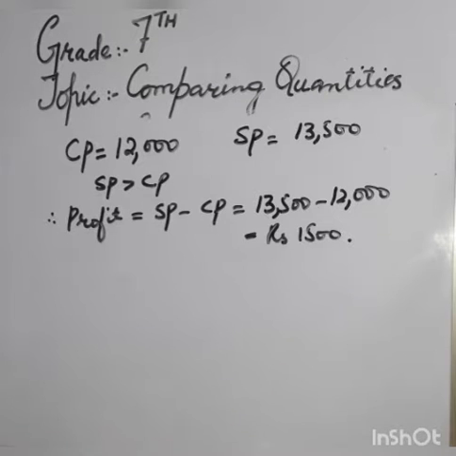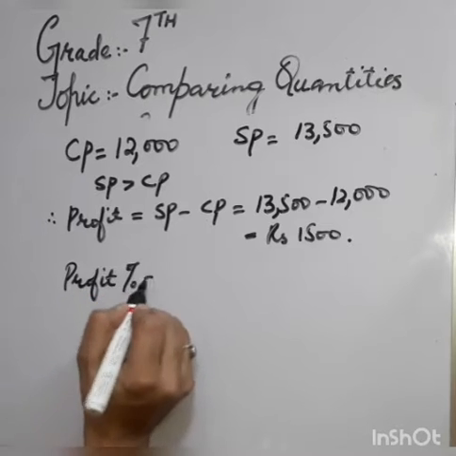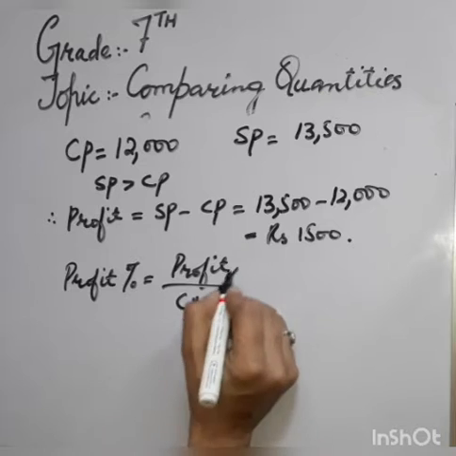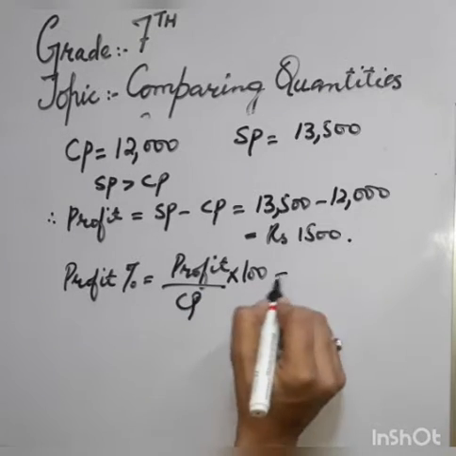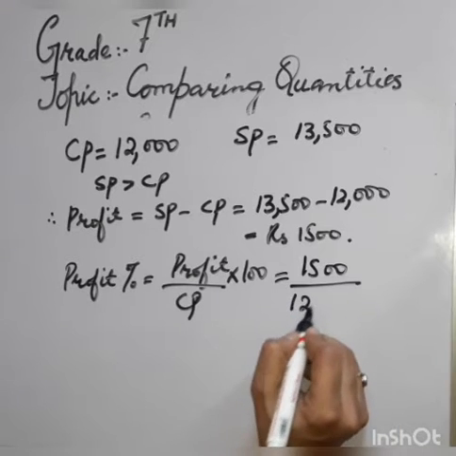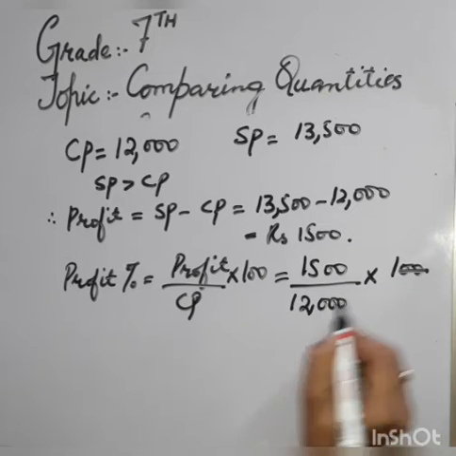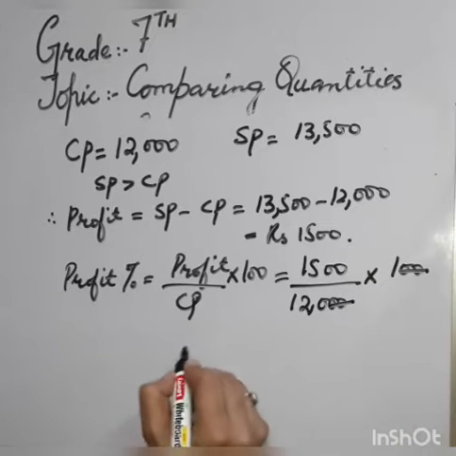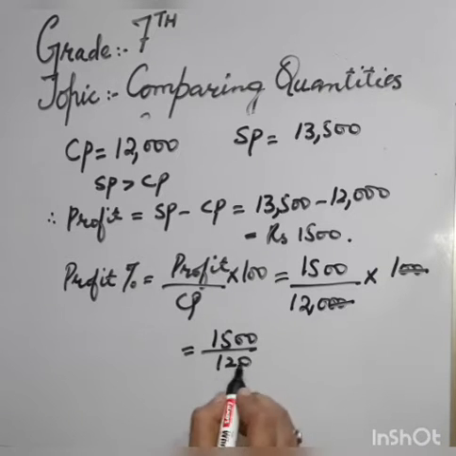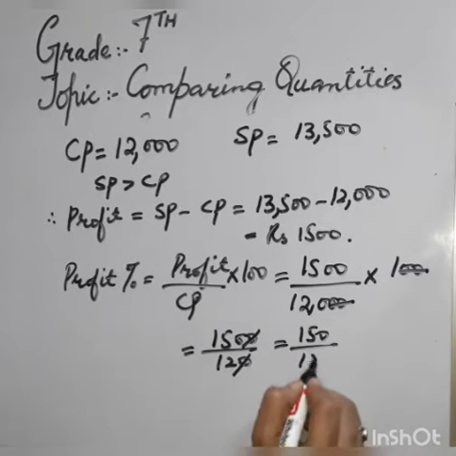So this is profit. Now we have to find profit percent. Profit percent is equal to profit divided by CP into 100. So profit is 1,500 divided by CP is 12,000 and multiplied with 100. These two zeros and these two zeros will cancel out. So we'll be left with 1,500 divided by 20. So this 0 and 0 will cancel out. We are left with 150 by 12.